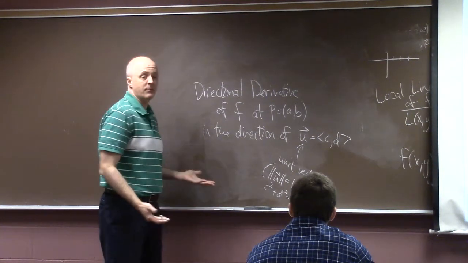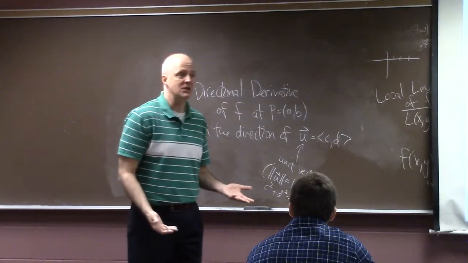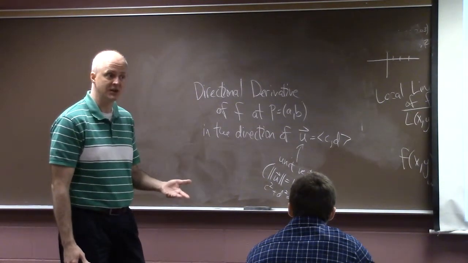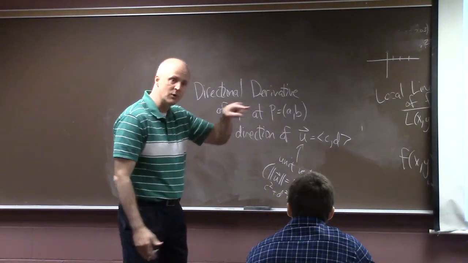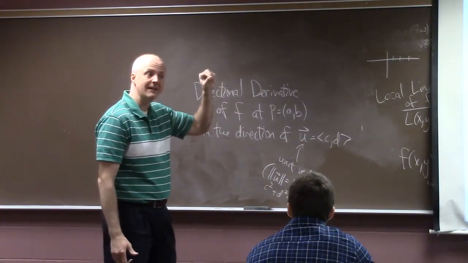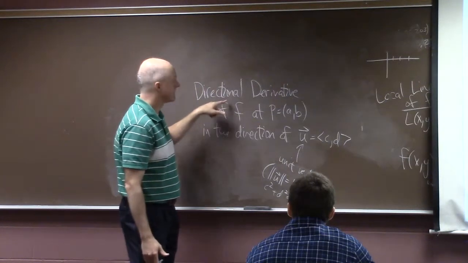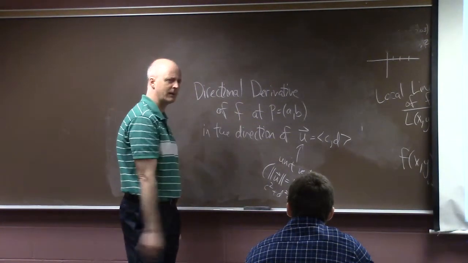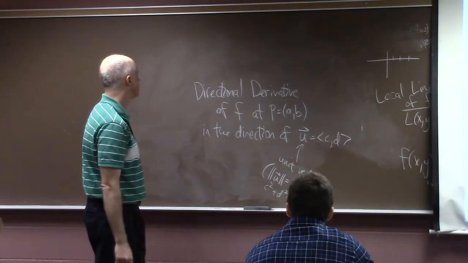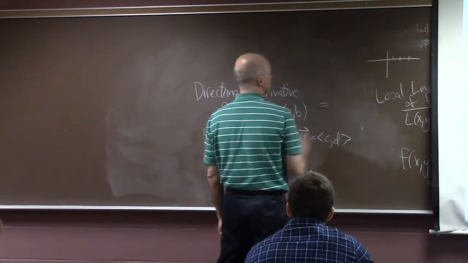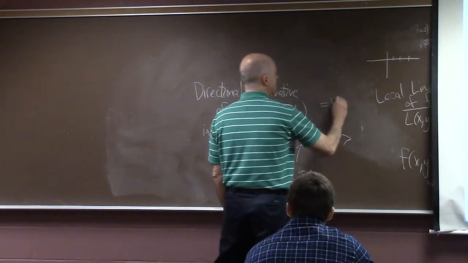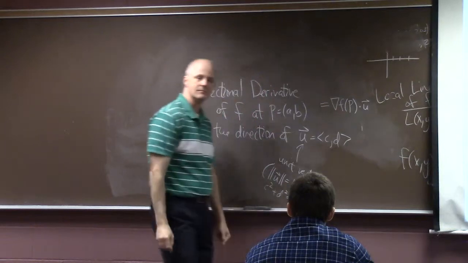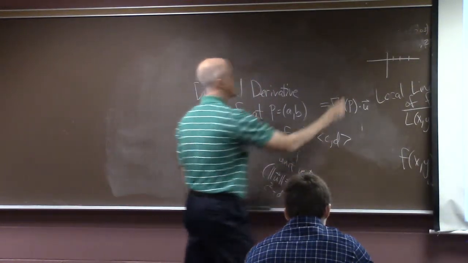What do we want this to represent? We want it to represent the rate of change of the function, of the outputs, in the direction specified by u. If we move away from the point a little bit in the direction of u, this is going to measure the instantaneous rate of change of the function. We'll talk about what it means graphically in a few minutes. It turns out to equal the gradient of f at p dotted with u. That's what it turns out to equal.